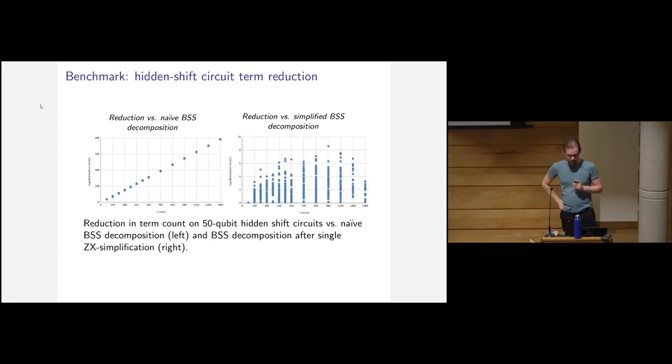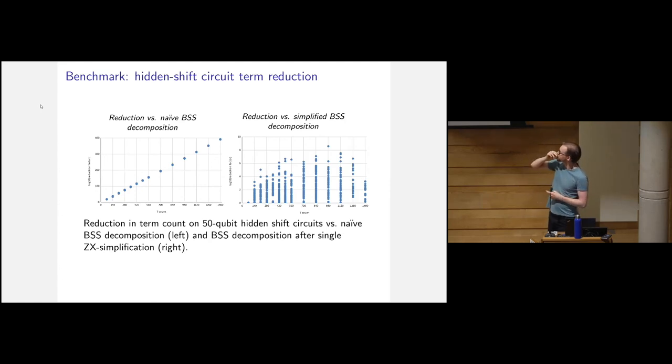This is a graph about, as I said, how we are decomposing our diagrams, then simplifying and hopefully removing T gates. If you're removing T gates, this means we need fewer terms, right? Because we need fewer decompositions of the diagrams into separate things. So we can ask, how many fewer terms do we require as opposed to not doing any optimization at all?